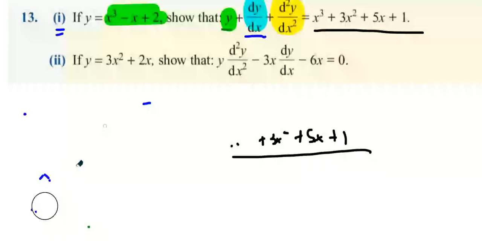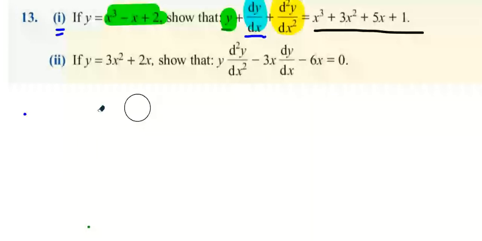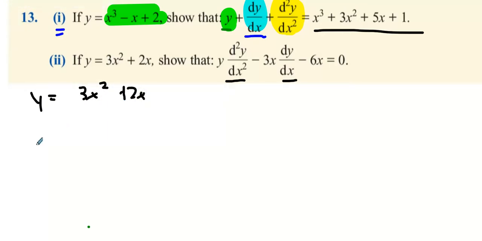And what we're going to do with 13 part 2 is the same deal. We need the second derivative and we need the first derivative. So it's going to be y equals 3x squared plus 2x. The second derivative. To get dy dx, bring the 2 to the front to get 6x, take 1 away from the power, differentiate 2x just to get 2.